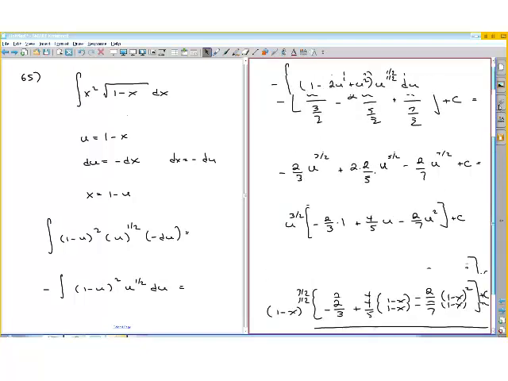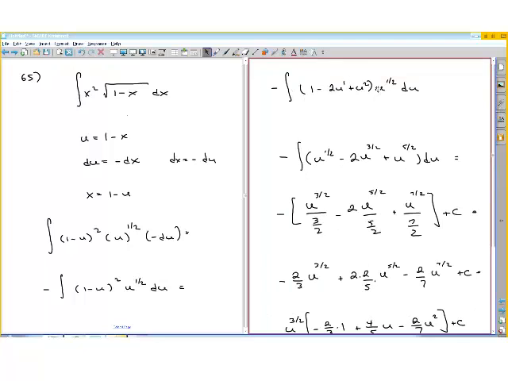1 minus u, squared, ended up being this. And I distributed this term to each one of those 3, and I got these 3 terms. Then I integrated them. They're polynomials. So this 1/2 becomes 3/2, 3/2 becomes 5/2, 5/2 becomes 7/2. And you divide by the corresponding new exponents. Okay, this is an example of another one of those second kind of u substitutions that requires the one additional step.